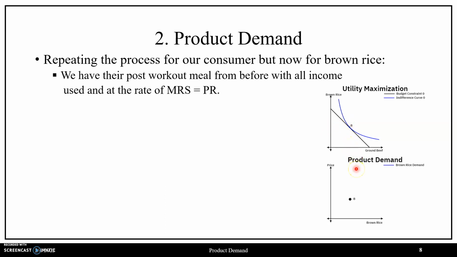And in terms of product demand, now we're concerned with brown rice, so price is going to be on the vertical axis, and quantity of brown rice is going to be on the horizontal axis. Now point B is going to be the price point associated with the price of brown rice on our budget constraint in our utility maximization process, and our quantity level of brown rice for point B is going to be the quantity level of brown rice that this consumer faces in terms of the post-workout meal that they selected. So then now let us pose the question of, what if the consumer goes to the grocery store and observes that the price on brown rice has increased?